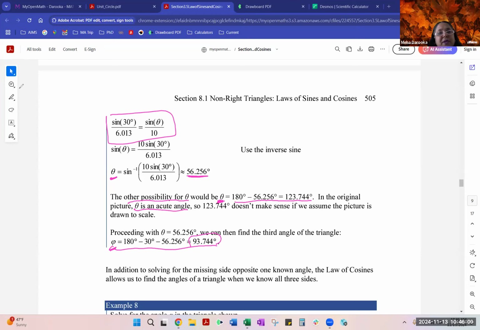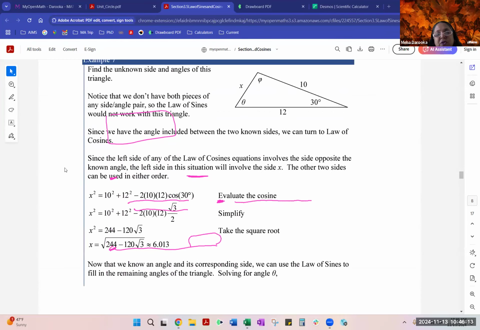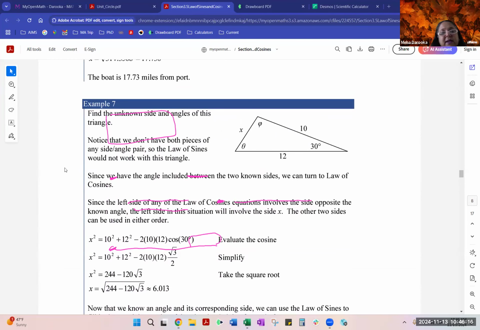They are saying that if you look at the original picture, angle theta is an acute angle, so 123.744 would not make sense. Just to show you the image, that's angle theta over here, right? You can see that's an acute angle. 123 makes it an obtuse angle, which would obviously be incorrect.